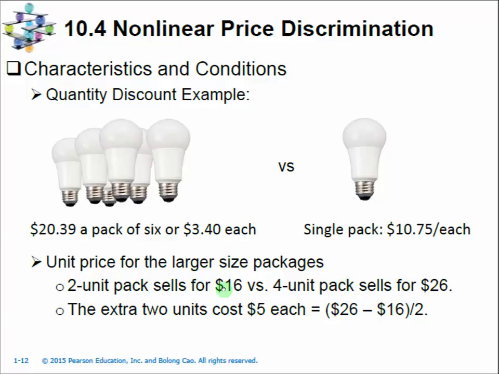If you price the first 2 units in the 2-unit pack at $16, it means each unit in the 2-unit package costs $8. And then the next 2 units in the 4-unit package cost $5 each. The average price in the 4-unit package is $6.50, since $26 divided by 4 is $6.50. However, if you just consider the price on the next 2 units in the 4-unit package, it's actually $5 each.